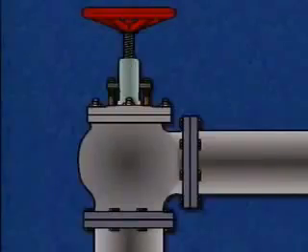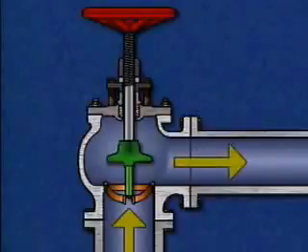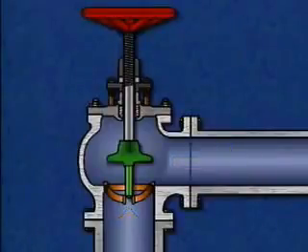For example, an angled globe valve, or angle valve, has a globe-shaped body with an inlet and an outlet at right angles. This design enables the valve to change the direction of fluid flow. Using an angle valve eliminates the need for the additional piping that's normally required to change the direction of flow when other types of valves are used.